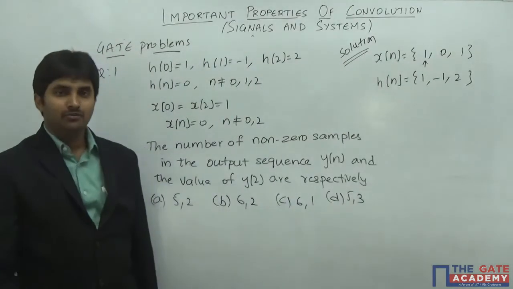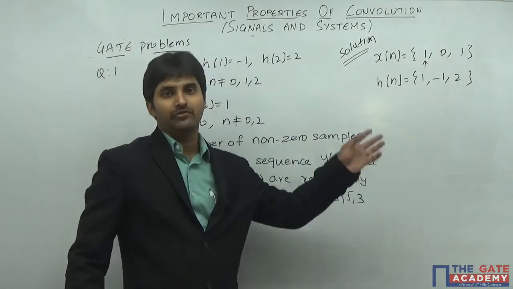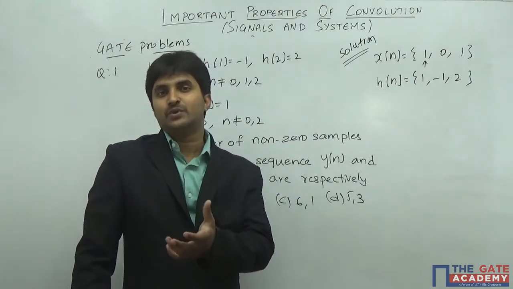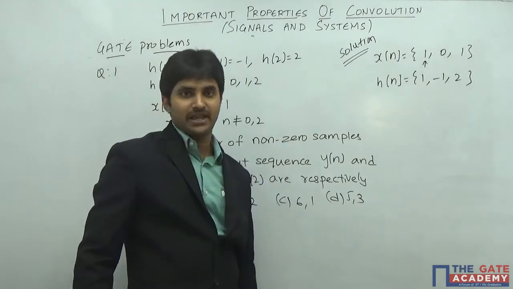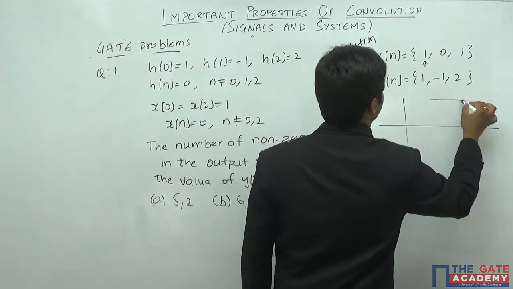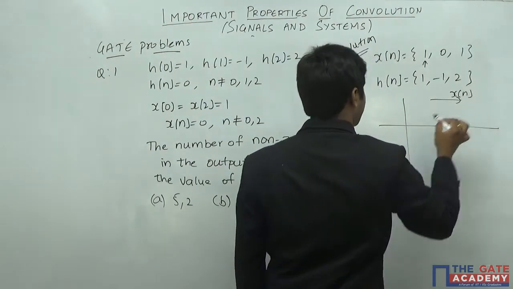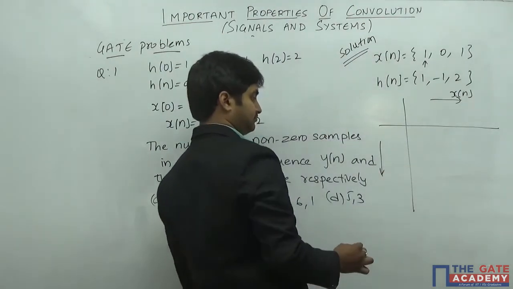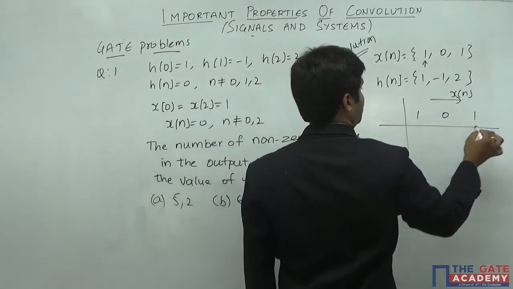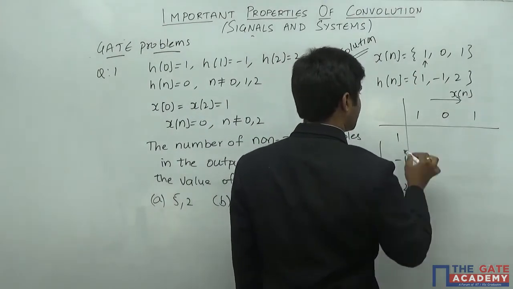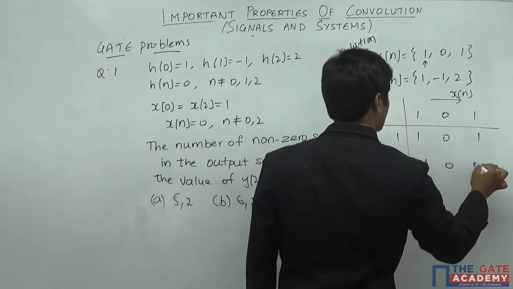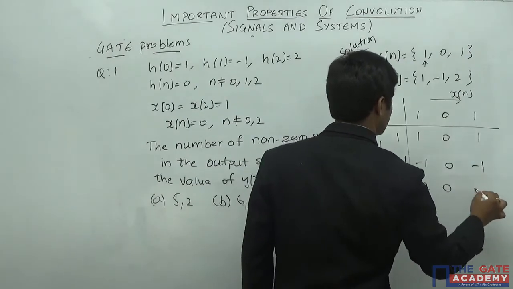Now if I have both x of n and h of n, both are going to be of the same length. If those two are not of the same length, then in that particular case we can pad zeros so that they are of the same length. So now here they are of the same length, so I can write my x of n here and my h of n here. So x of n is 1 0 1 and h of n is 1 minus 1 2. So it is going to be 1 0 1, minus 1 0 minus 1, 2 0 2.